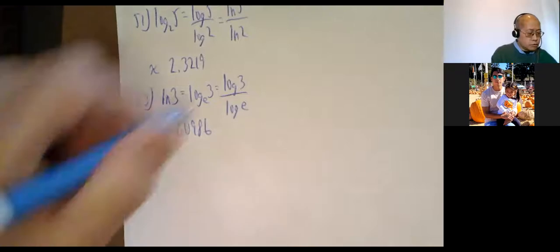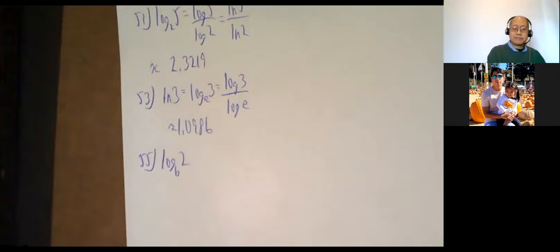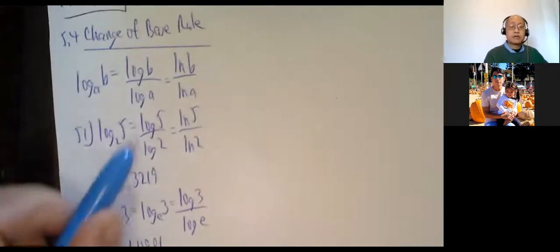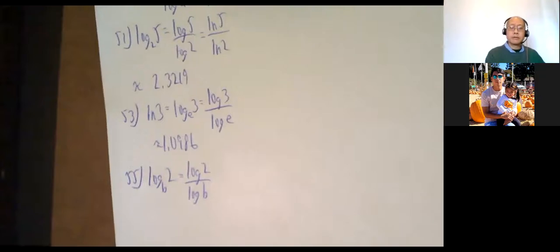55, log base b of 2. Of course, this one has a b in it, so you can't type it in your calculator and get a number. But I'll just rewrite it like this. So log 2 divided by log b.